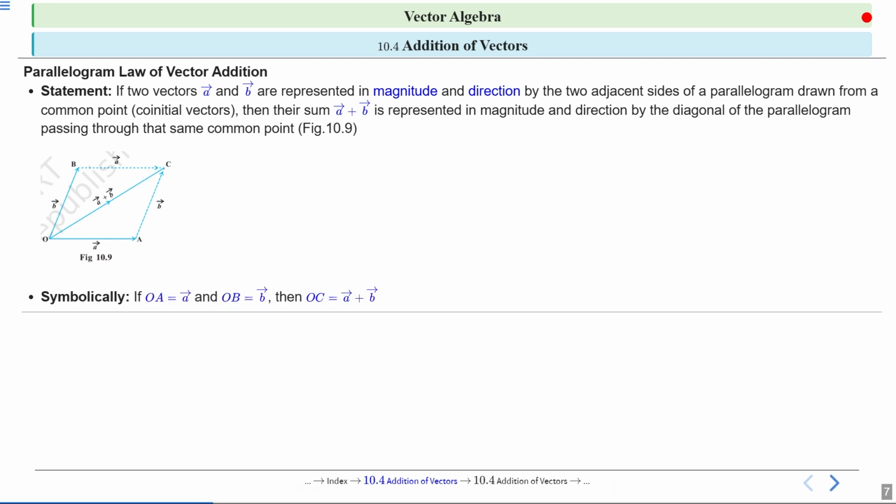So symbolically, we can say that if OA is equal to a vector and OB is equal to b vector, then OC will be equal to a vector plus b vector, right? OC vector will be equal to a vector plus b vector. Okay.